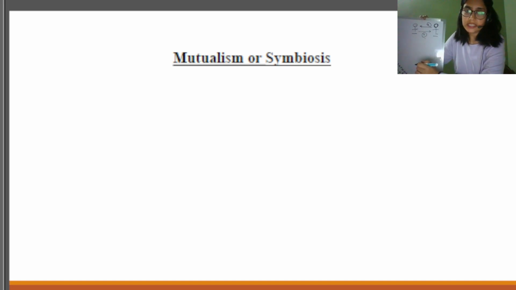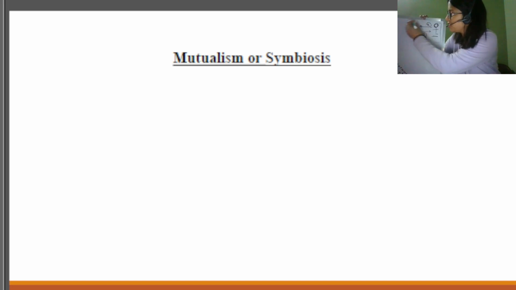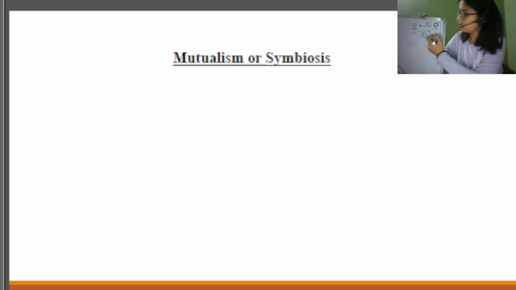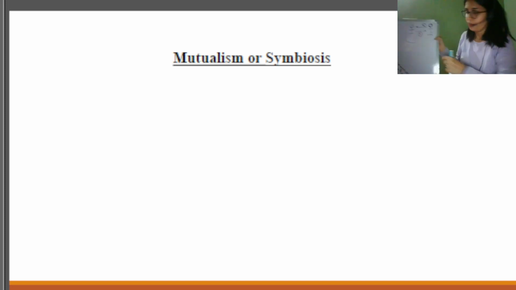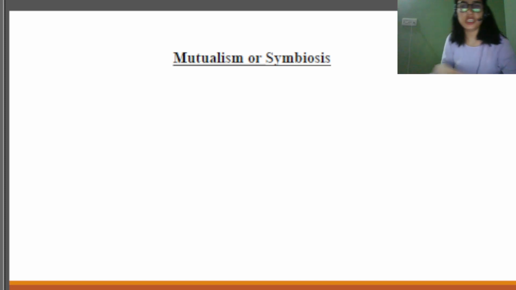So we are calling it mutualism or symbiosis because both are getting benefit and none of them are being affected by this relation. The arrangement is equal for both of them. So we are calling this whole arrangement symbiosis, and we are also calling it mutualism. We'll be moving forward with this thought and discussing more about it.